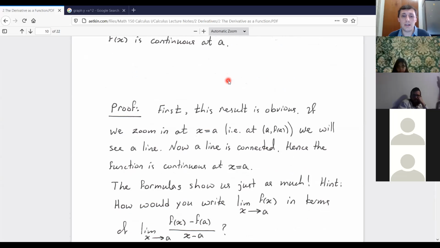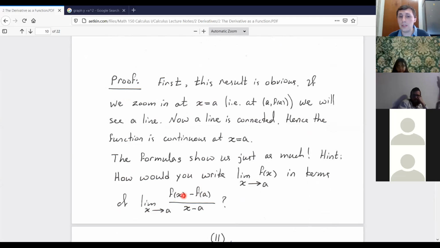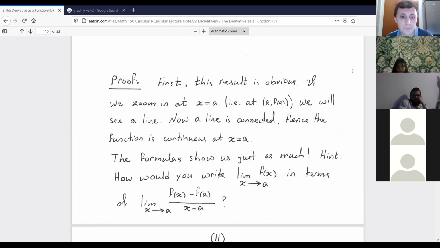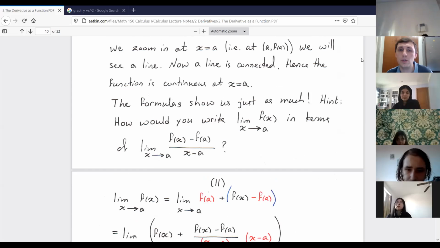So here is that situation, guys. The result is obvious because zoom in at the point A, you will see a line and its slope will be the derivative slope. You understand? Now let's do that mechanically. In other words, let's analyze the limit to see that the limit shows us that it's continuous. Good? So here is how we do that, guys. What does it mean to show that something is continuous? Do you remember? It means show that the limit as x goes to a of f of x is equal to f of a. You understand why?